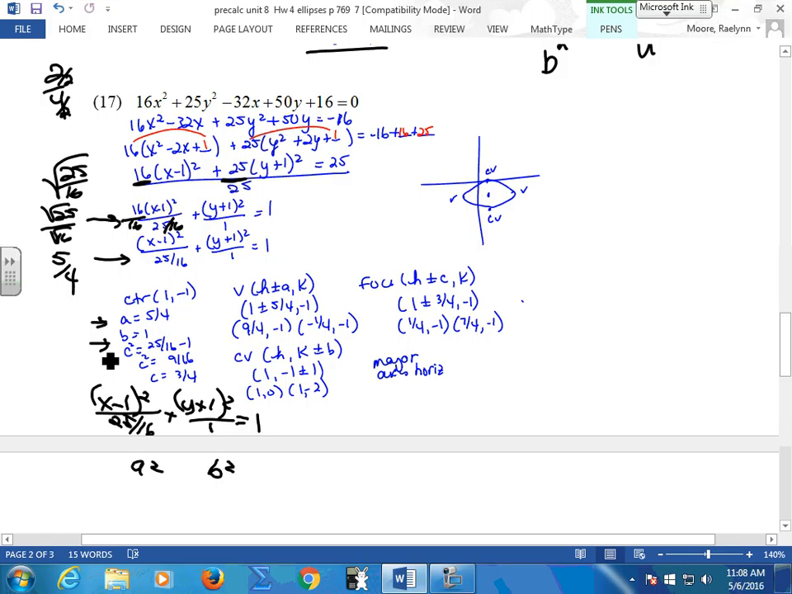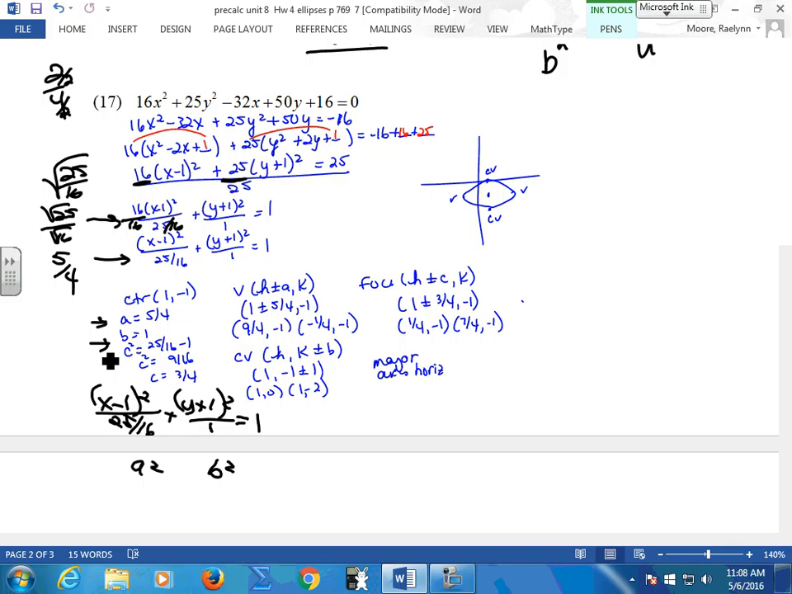C is a little bit different. I have to do 25 over 16 minus 1. Do that in your calculator. Go back to a fraction. And can we take the square root of 9? 3, square root of 16, 4. That works for me.